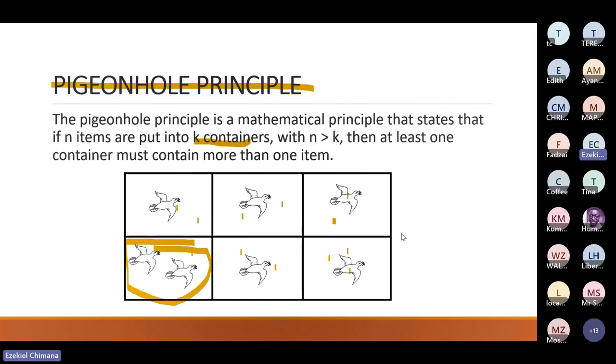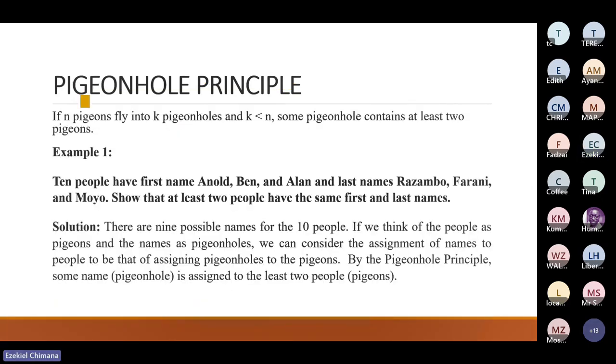So if you are asked to prove the Pigeonhole principle, you are actually asked to show that whenever you are given K containers and n items, greater than the number of containers, you are always going to have a container which has at least one more pigeon, just like that. So, the Pigeonhole principle.